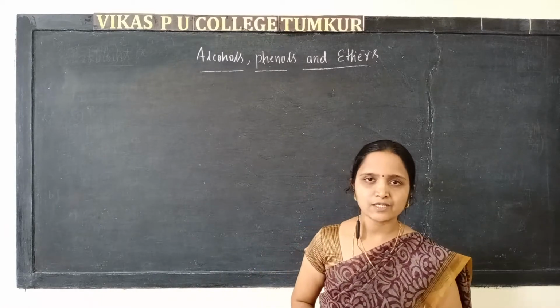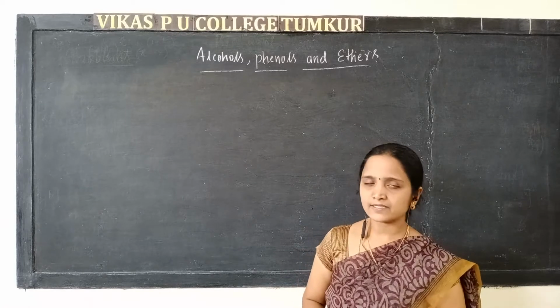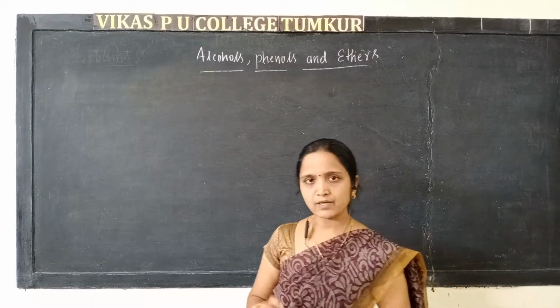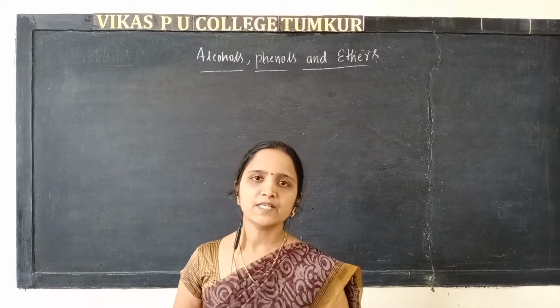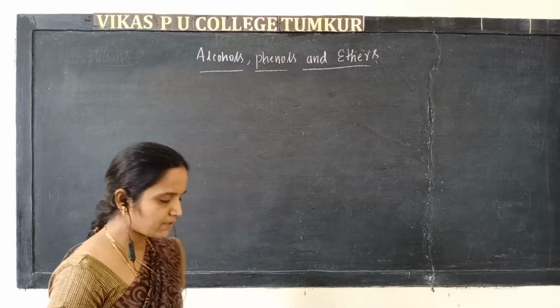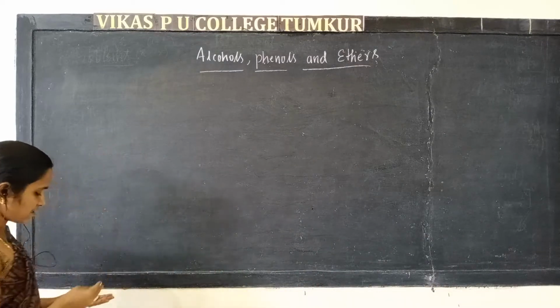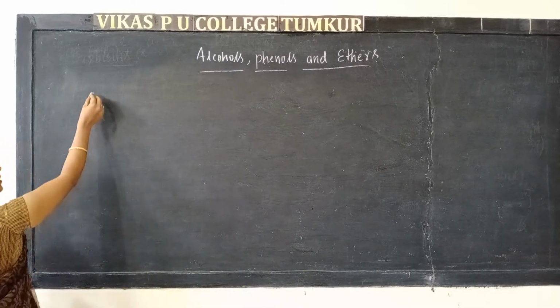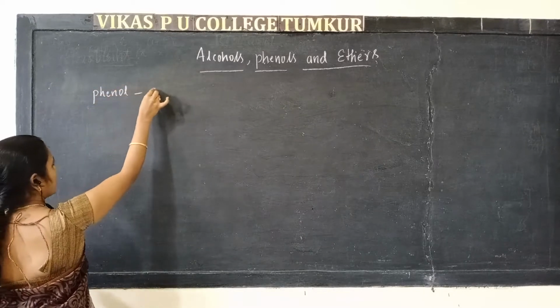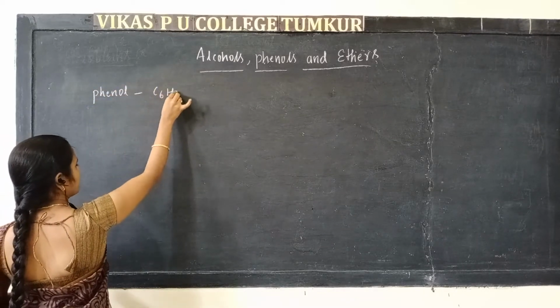Phenols can be defined as aromatic hydroxy compounds in which the OH group is attached to the aromatic ring. The simplest member in this class of compounds is phenol, having the molecular formula C6H5OH.